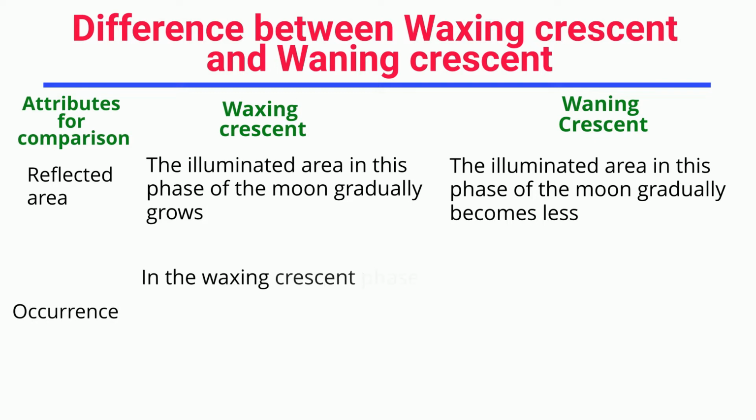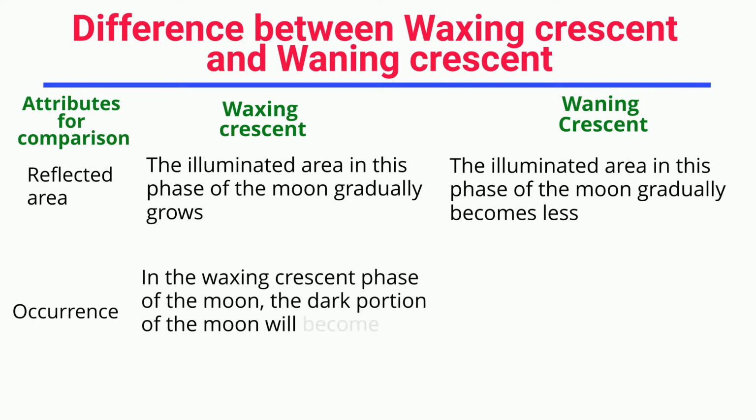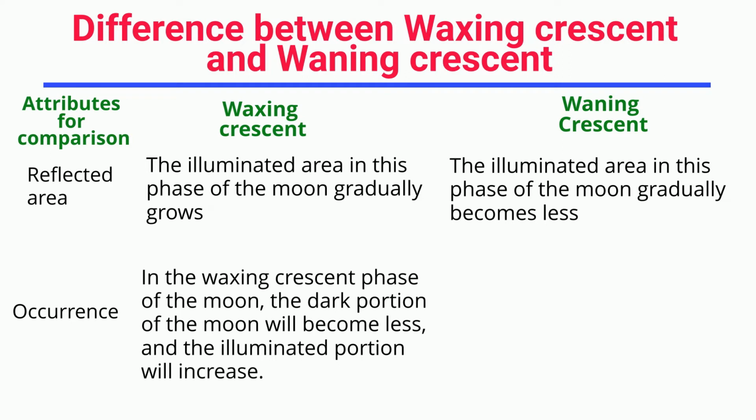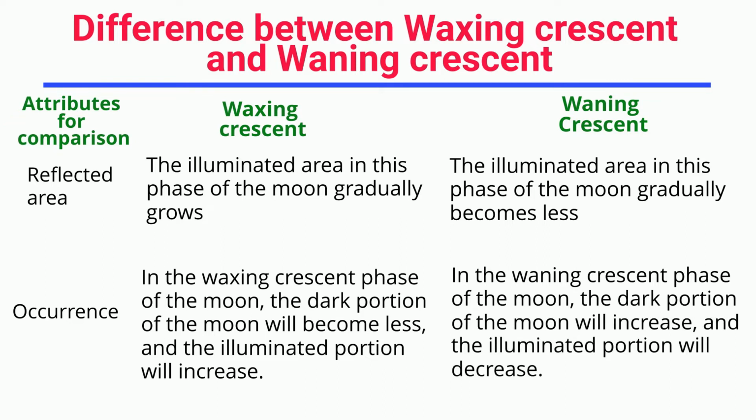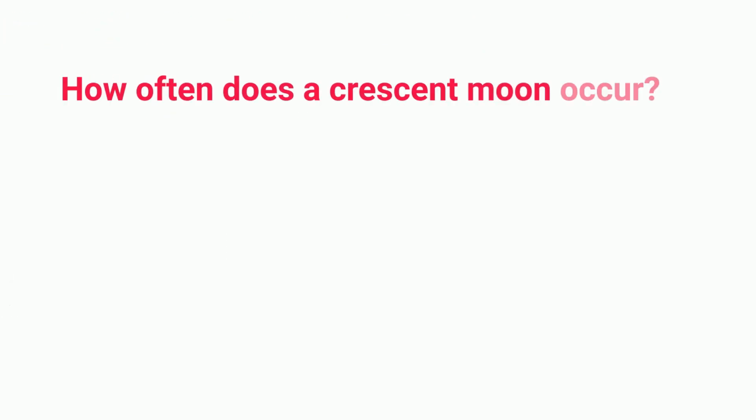Occurrence: in the waxing crescent phase of the moon, the dark portion of the moon will become less, and the illuminated portion will increase. In the waning crescent phase of the moon, the dark portion of the moon will increase, and the illuminated portion will decrease. How often does a crescent moon occur?